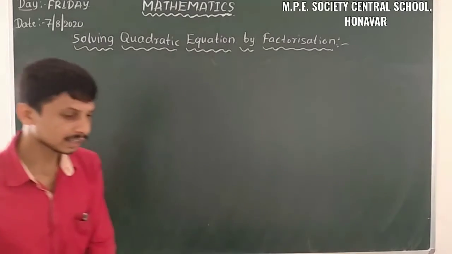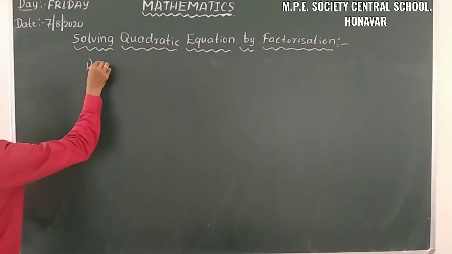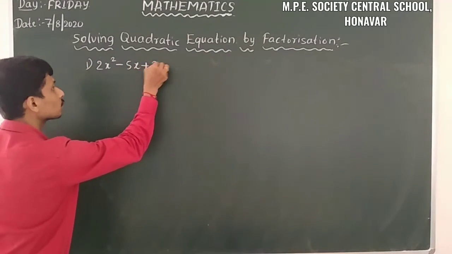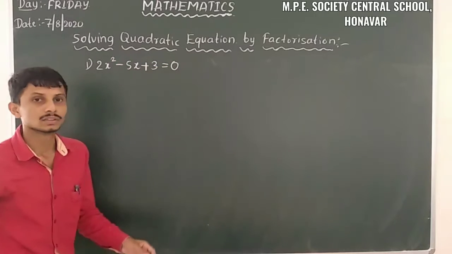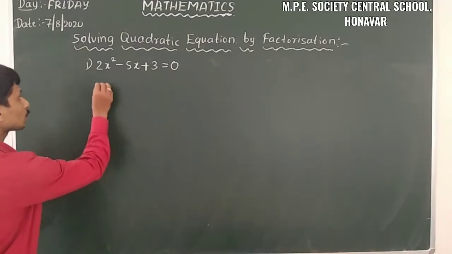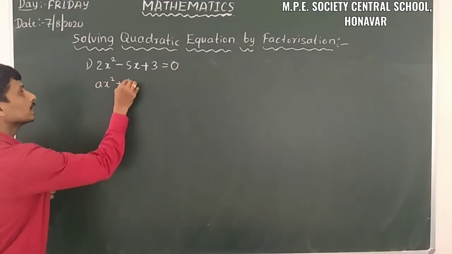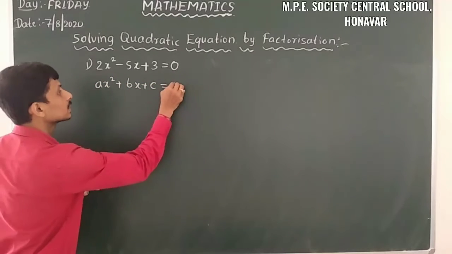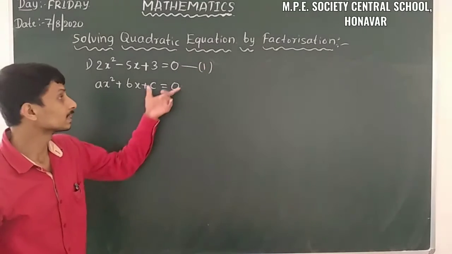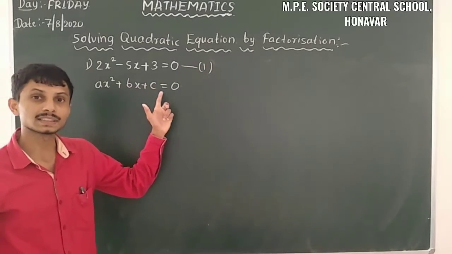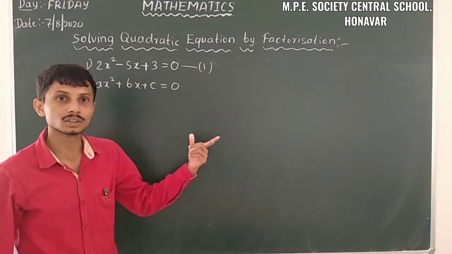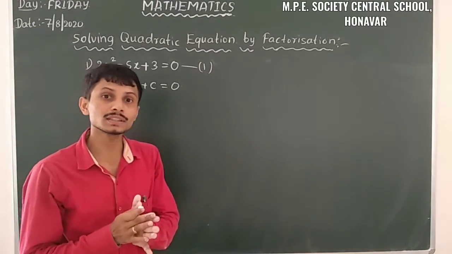Firstly, I will take 2x square minus 5x plus 3 is equal to 0. So this equation is in the form of ax square plus bx plus c is equal to 0. I will call this equation number 1. It is in the form ax square plus bx plus c is equal to 0, that is the standard form of the quadratic equation.